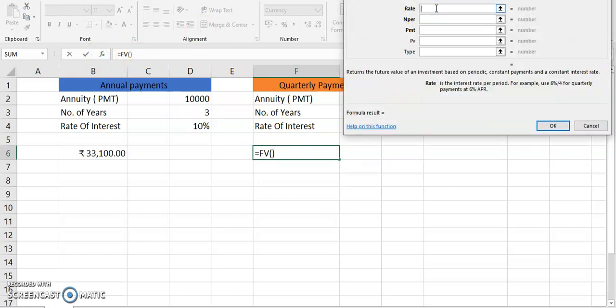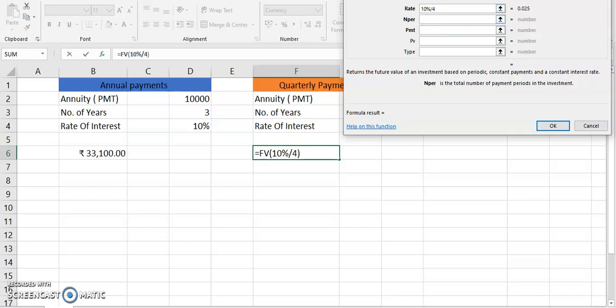Now you need to be very careful while entering the rate. 10% is the rate annually, and because you are making payments quarterly, for each period the interest rate would be divided by 4. 10% divided by 4.